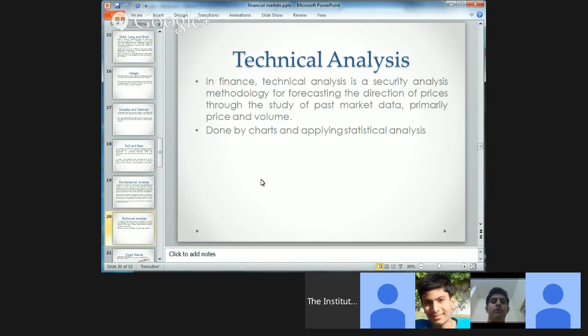Technical analysis is a security analysis methodology for forecasting the direction of prices. Now, what the technical analysts do is try to figure out what the price will be tomorrow or at a later date in the future. So they use charts and statistics to figure out what the future price will be.